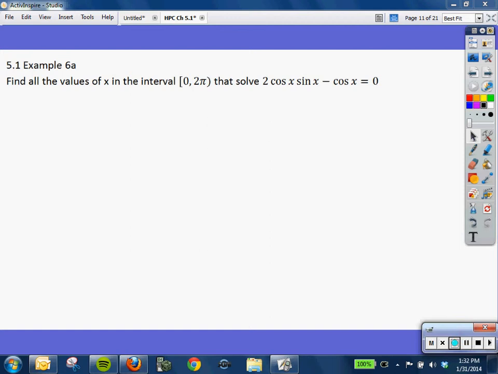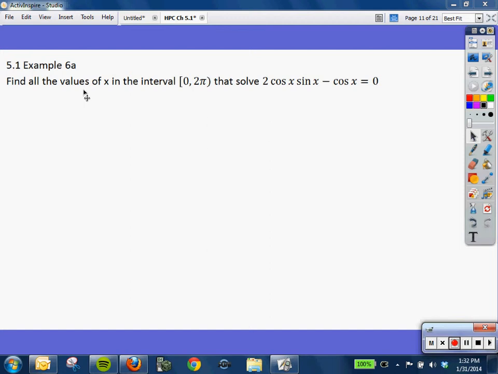So prior to our quiz, we're going to go through a couple of examples from 5.1. I know that we went away from 5.1, but now we're jumping back to it. Now that we've sort of mastered some ideas with 5.2, we're going to go back to 5.1 and learn some new ideas from there. So we're going to look at example 6a here, and then we're just going to go to example 7.